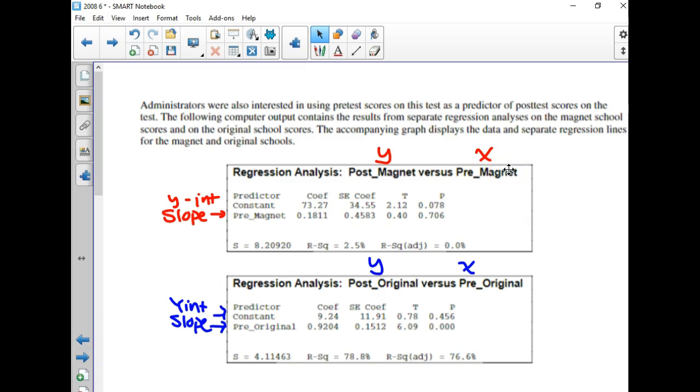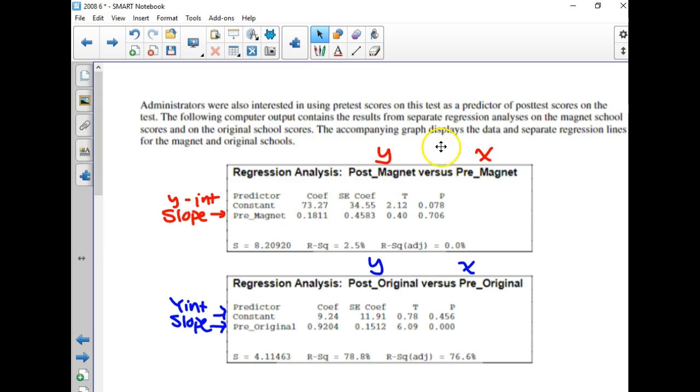Part B is what we just talked about, and you can see right away they give you an output. I'm guaranteeing you're going to see that somewhere on the test. Just a friendly reminder that right away you should be looking right over here. The constant, the coefficient that goes with it is always your y-intercept. Your slope is right below right here. And then they always tell you what the x variable is there, the pre-magnet score. And that's your slope, okay?